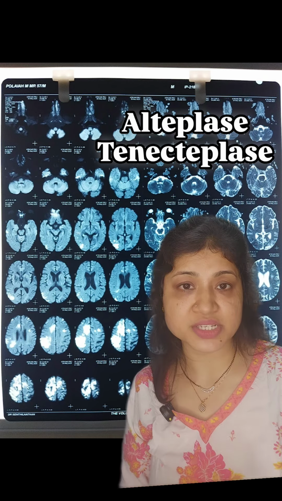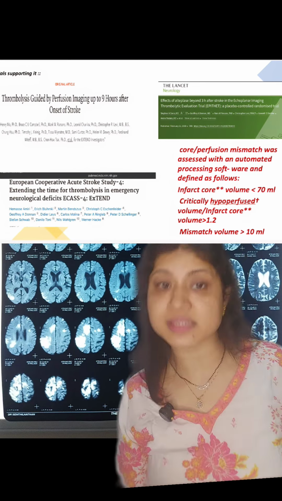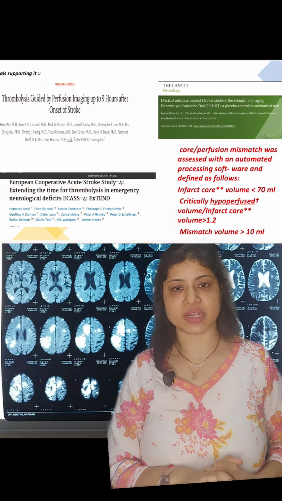If the patient presents to you past 4.5 hours, then you do MRI diffusion weighted imaging and perfusion scans. And based on your MRI perfusion scans, we can do thrombolysis as guided by our ECASS 4 trial.